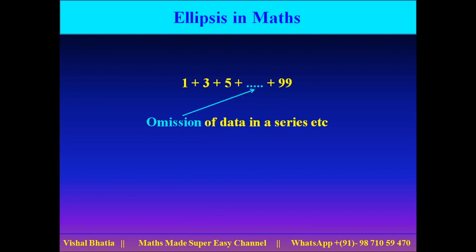This omission of data in a series, and the representation of the omitted data, is called ellipsis in mathematics.